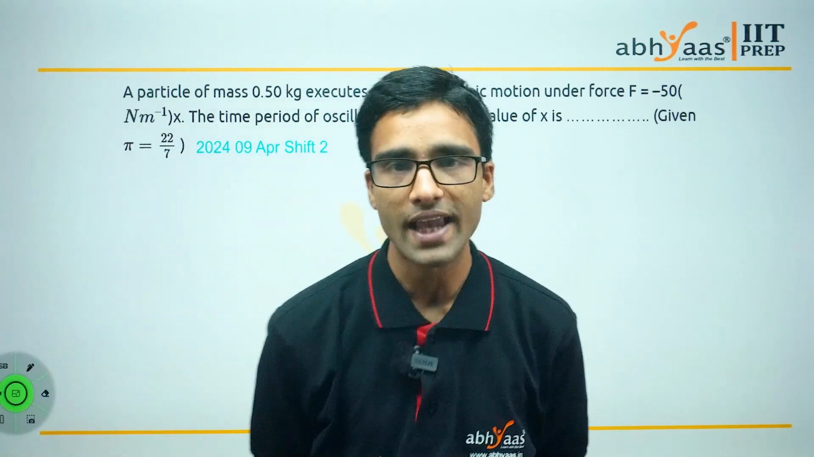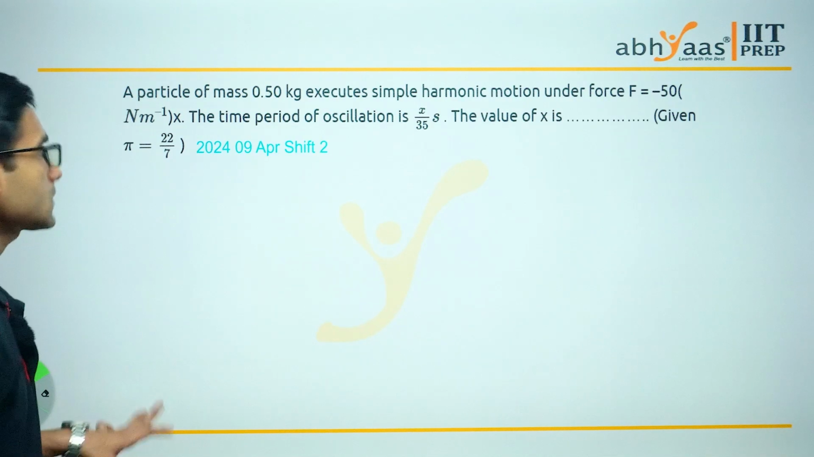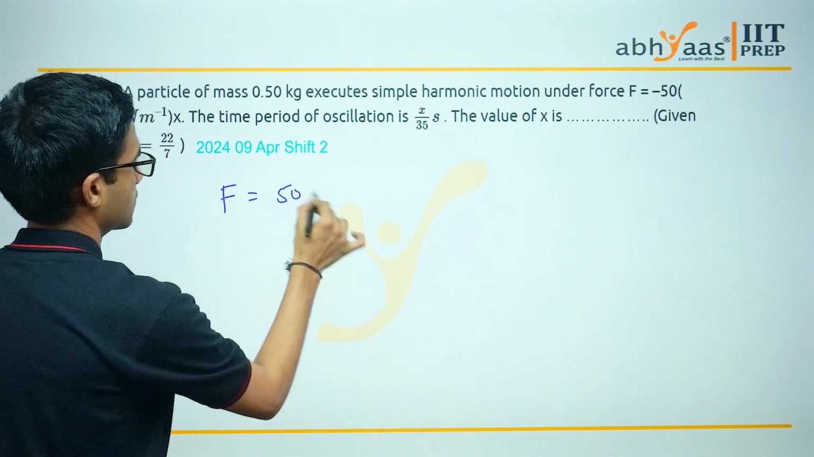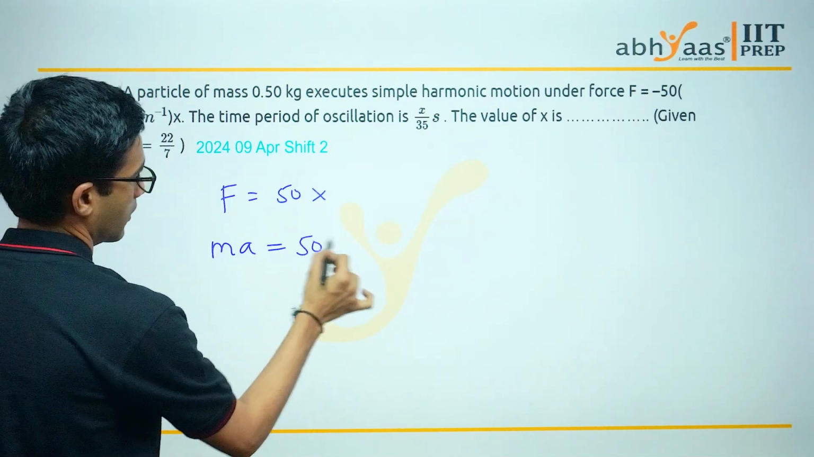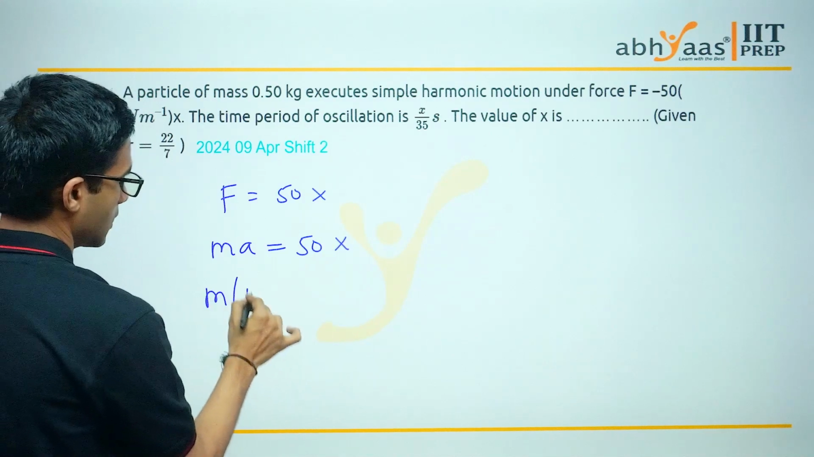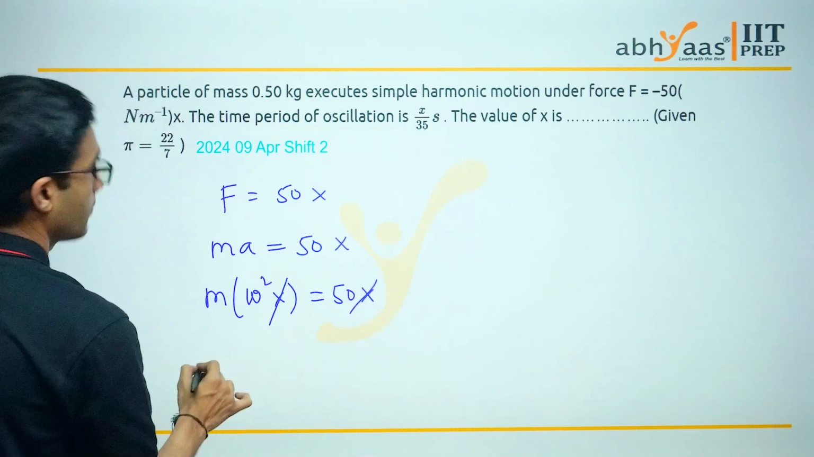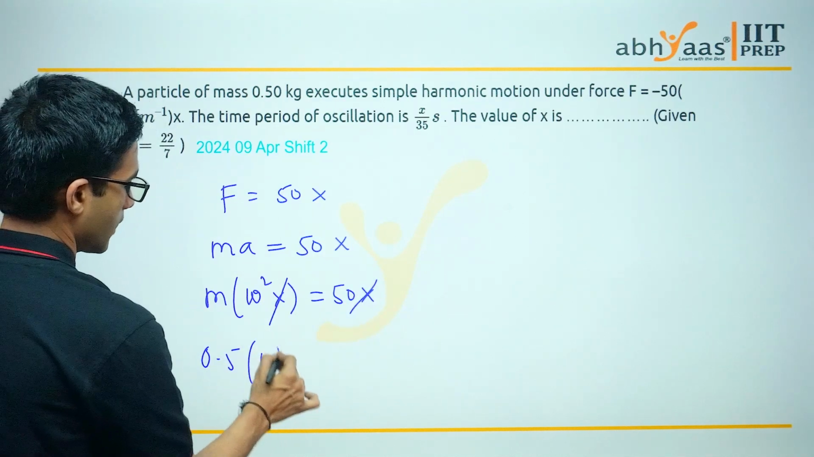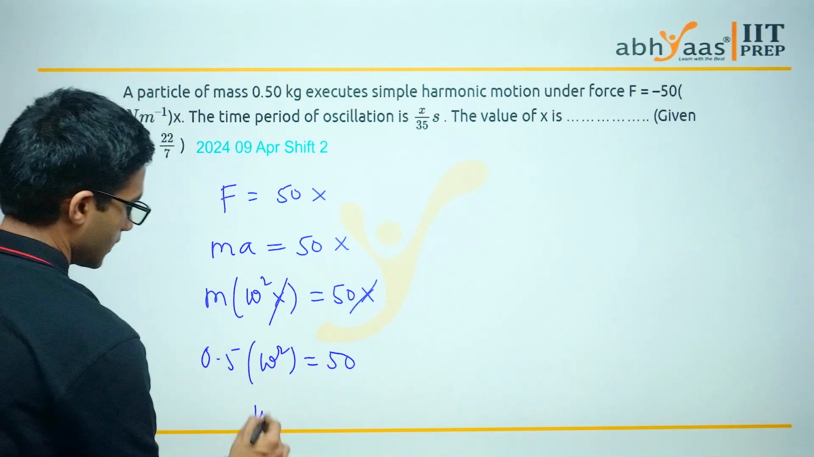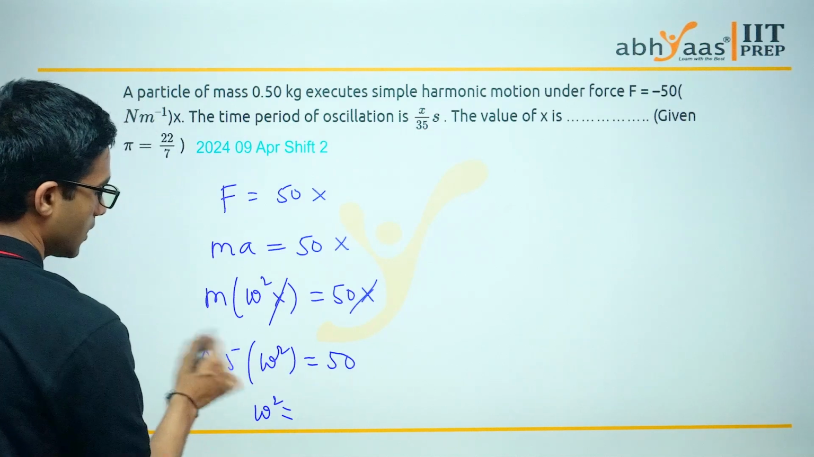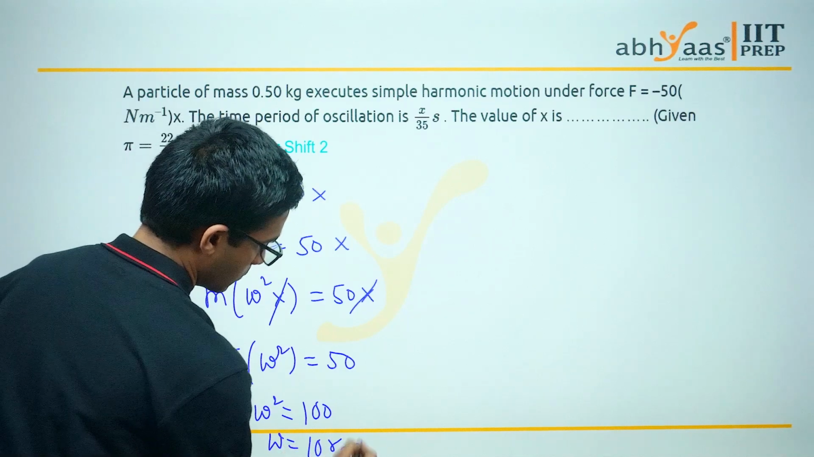In the next question, we need to calculate time period. Force is given. Force is equal to minus 50 into x. The negative symbol shows that the direction is opposite. Generally, mass into acceleration is the force formula, 50x. Mass into acceleration in simple harmonic motion is m omega square x. x gets cancelled. m is 0.5. Omega square into 0.5 is equal to 50. If you bring this side, that is 1 by 2, that means 100 you will get. Omega equal to 10 radians per second.